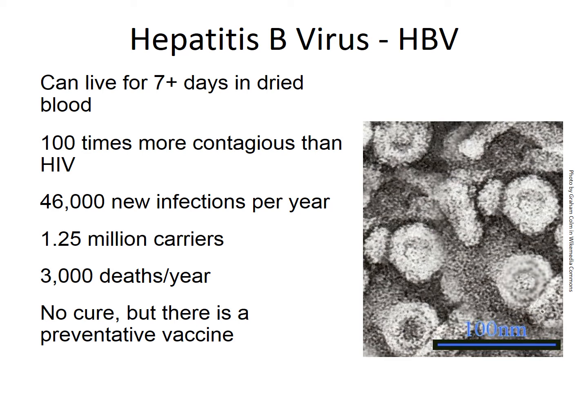There are over 1 million chronically infected Americans who are carriers. Those with chronic hepatitis infection are at higher risk for liver diseases such as cirrhosis and liver cancer. Approximately 3,000 people die per year from the disease or later complications such as liver cancer in the U.S. There is no cure, but fortunately there is a vaccine that can prevent you from getting infected and is effective before or after exposure. We will discuss the vaccine later in this presentation.